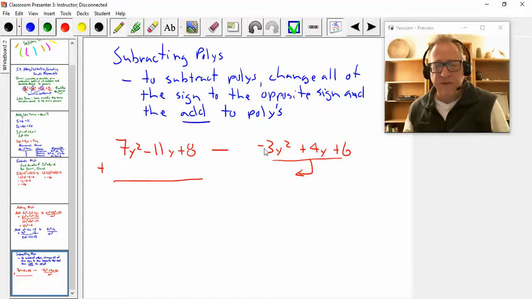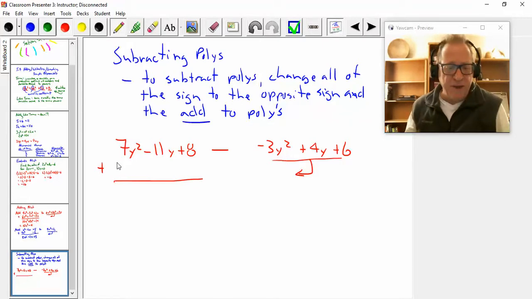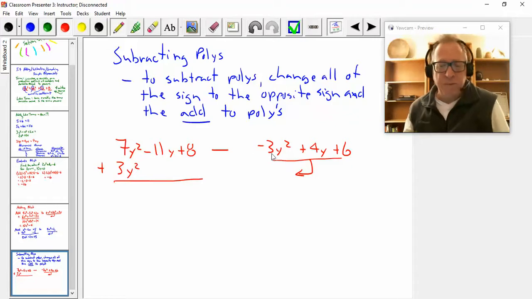So we're turning it into an addition problem. And what have we got? We've got negative 3y squared, so that becomes 3y squared. We have plus 4y, that becomes minus 4y. And we have plus 6, that becomes minus 6. Now, because we changed the signs, we're no longer subtracting, we're adding. Let's see, that makes 10y squared.